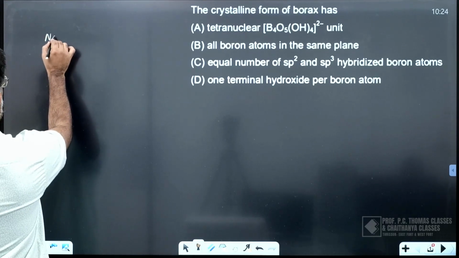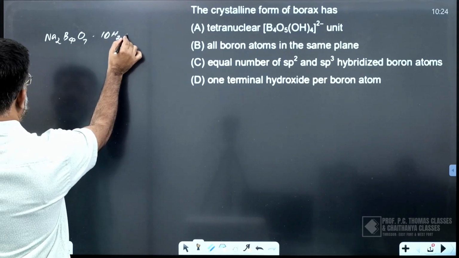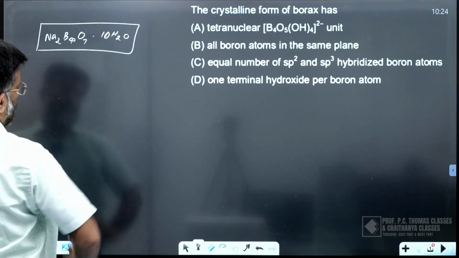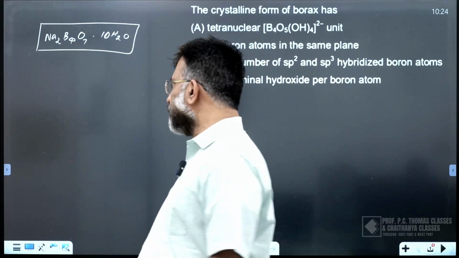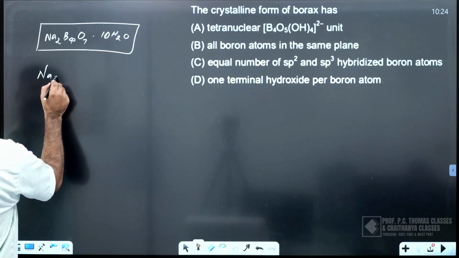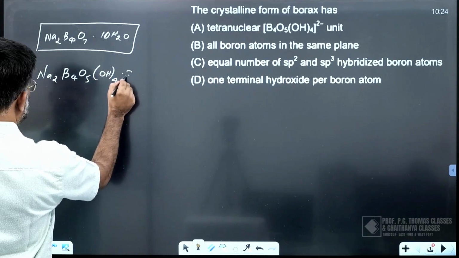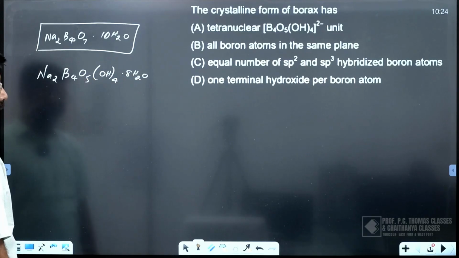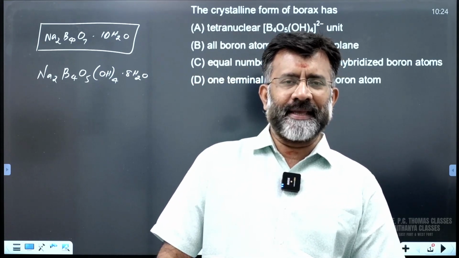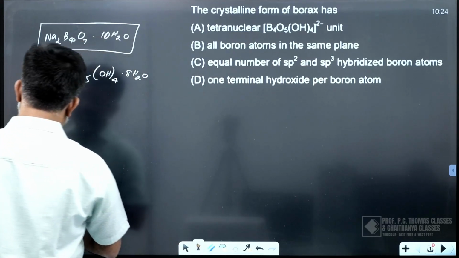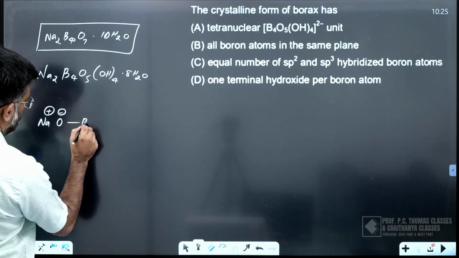Borax is Na2B4O7 10H2O. This is borax, the so-called powder, Na2B4O7 10H2O. Also written as Na2B4O5(OH)4 8H2O. That is another way of writing borax. And that can be represented in the linear format like this: Na+ O-, boron, oxygen, boron, oxygen, boron, oxygen, like this.